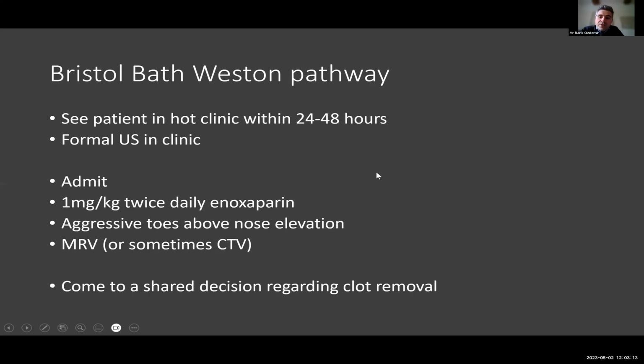So if, for example, you refer to us, we would try and see these patients within 24 to 48 hours in our vascular hot clinic. We'd perform a formal ultrasound, and if they had significant symptoms, we would admit them and go through the regime I described, which also involves getting some cross-sectional imaging. And when we talk about aggressive elevation, we really do mean it's aggressive. It looks ridiculous if you walked into the patient's room, they were almost angulated at 45 degrees. But it does seem to help with managing them acutely.